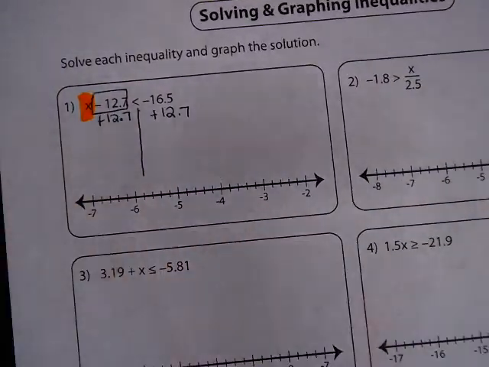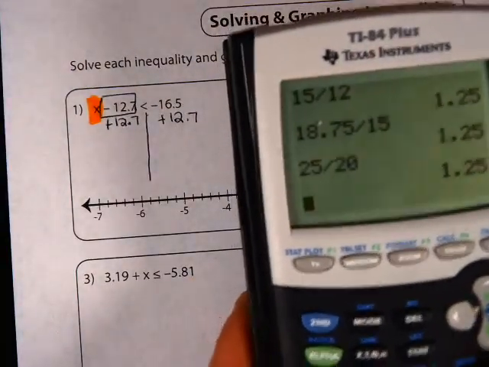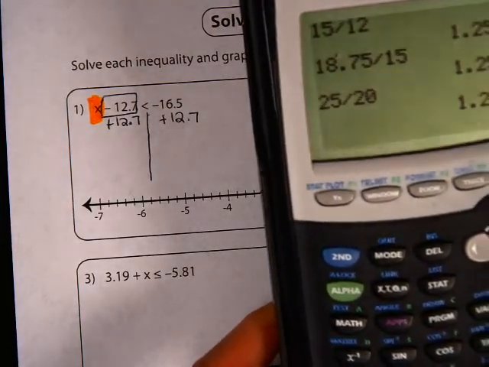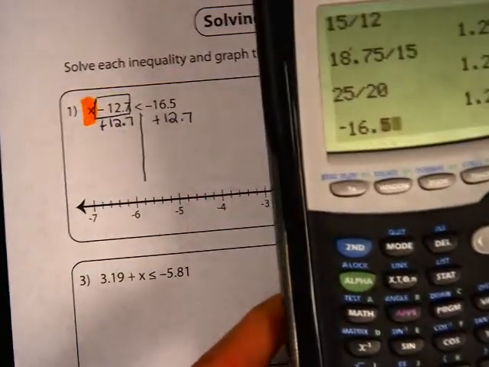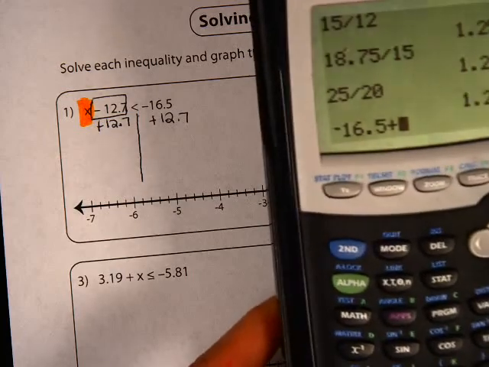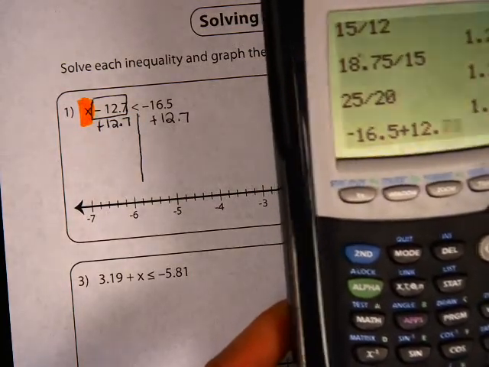Now, guys, you have a calculator. I want you to use it. Y'all are really good at it. Okay? But I want you to go negative, because that's what it says, negative 16.5 plus, sorry, I can say the right thing, sorry guys, 12.7.